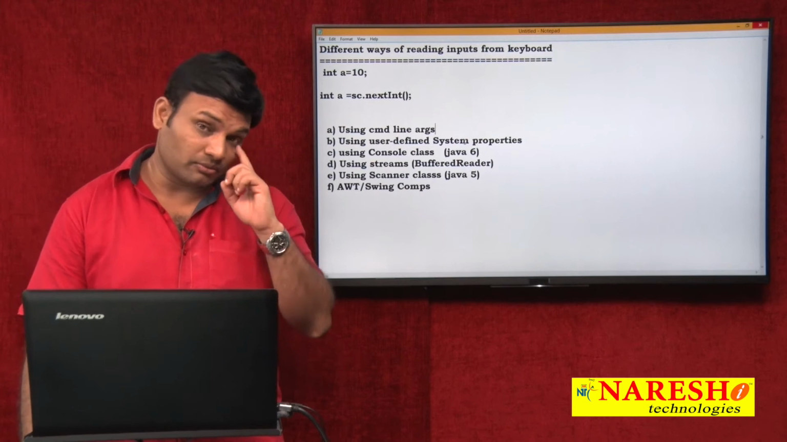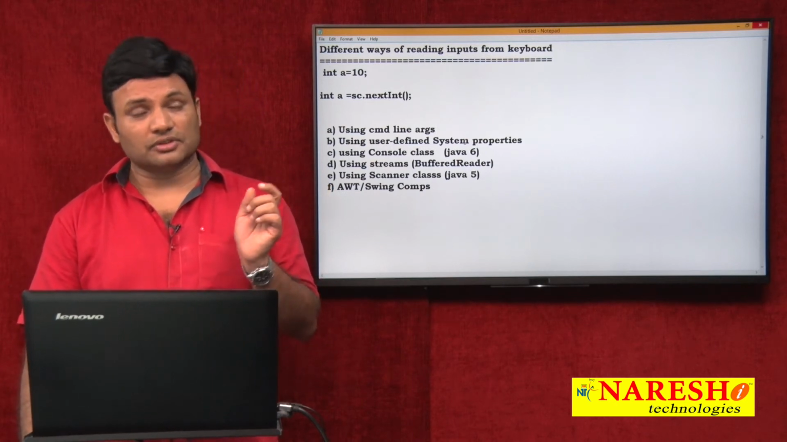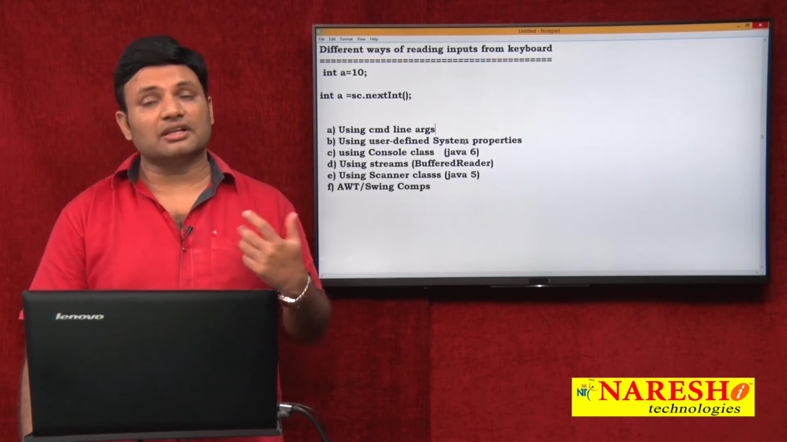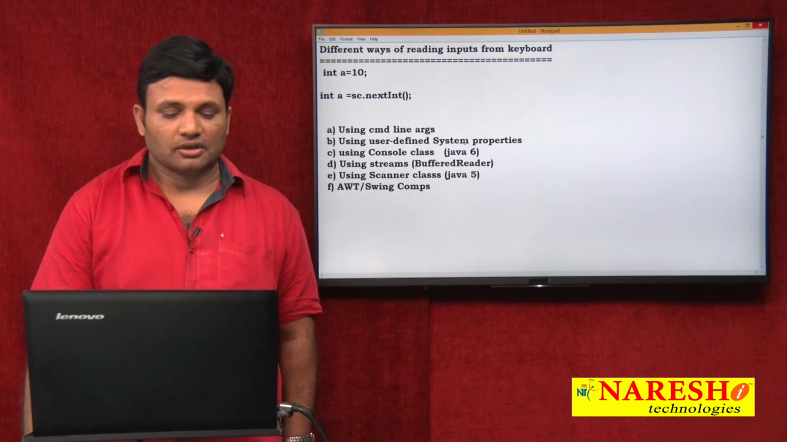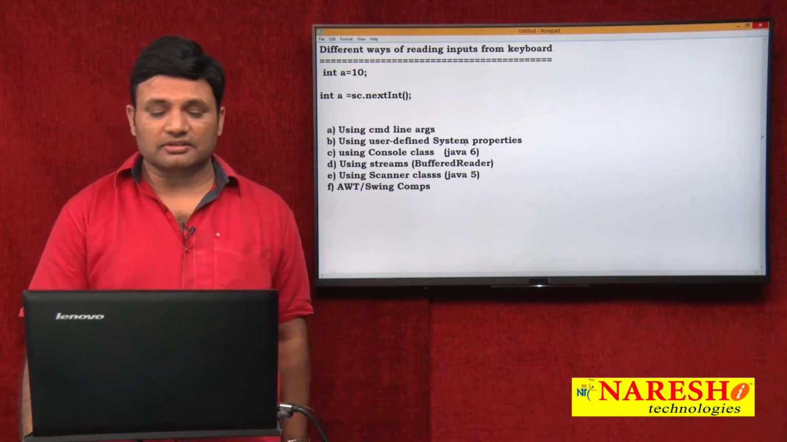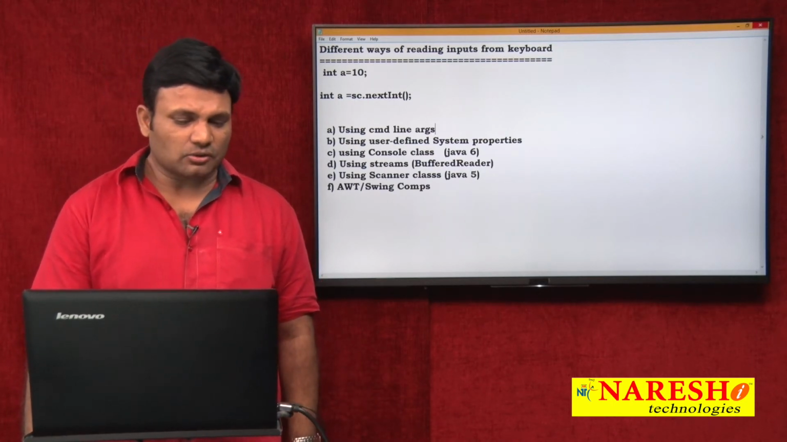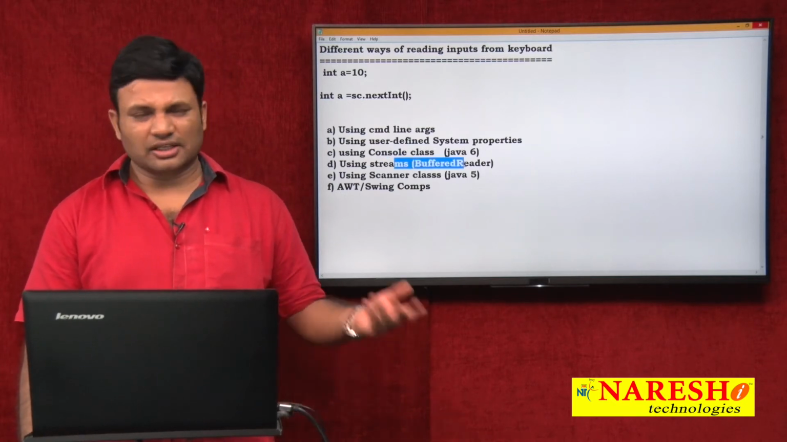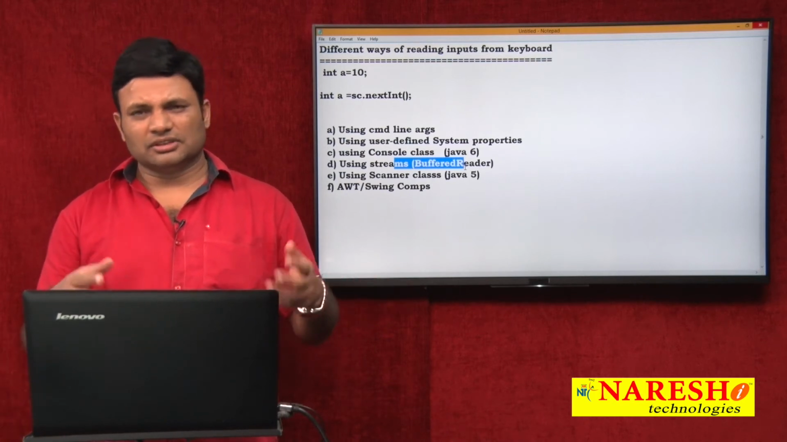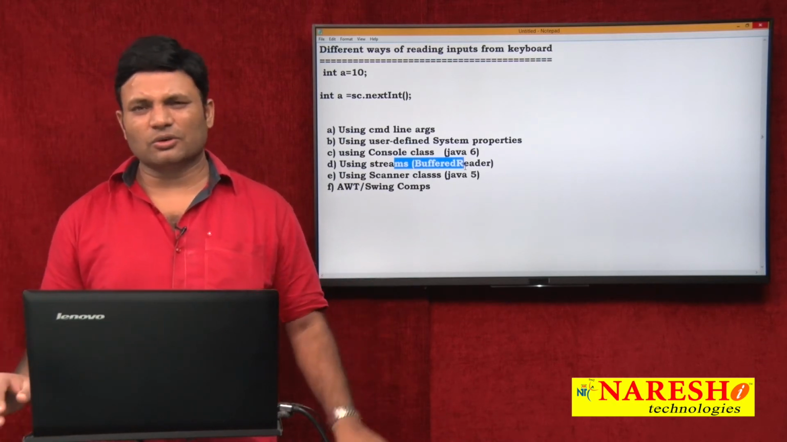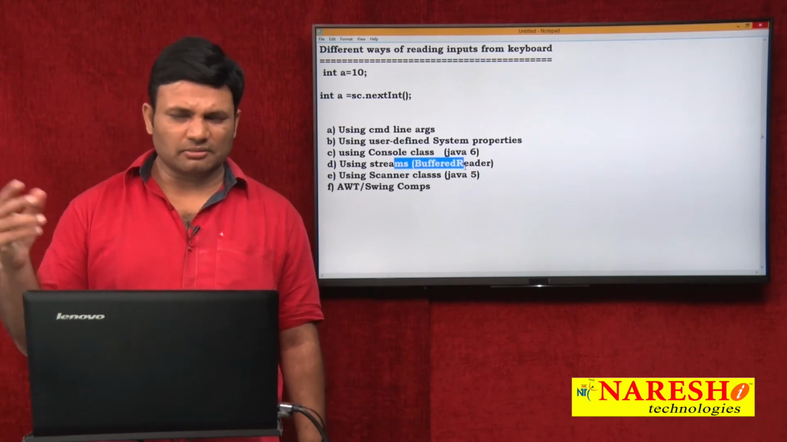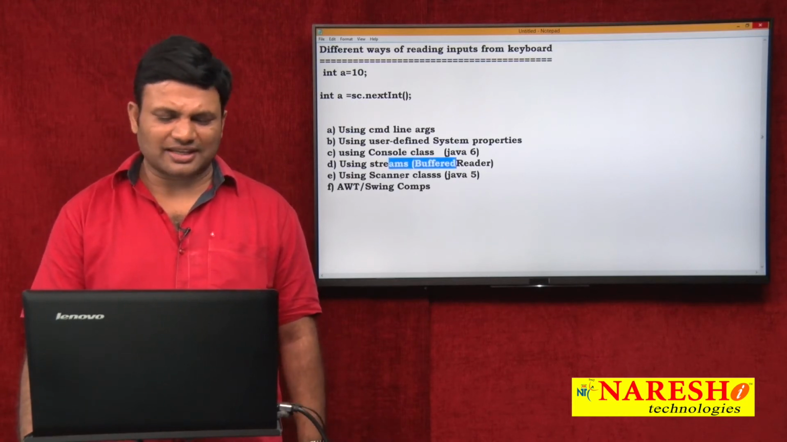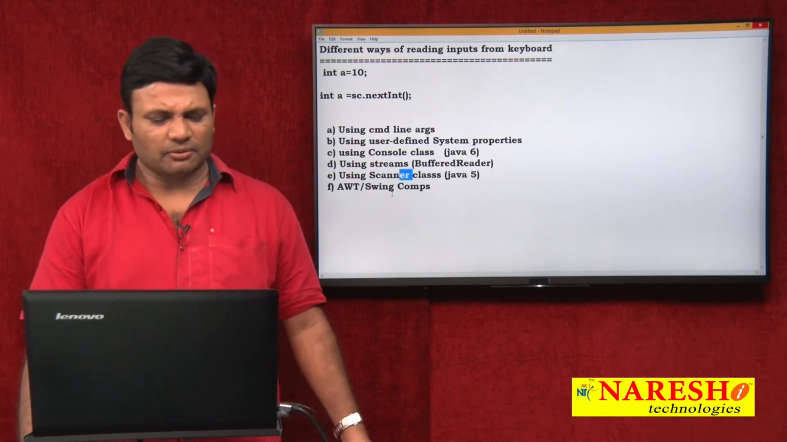But at the same time, by using java space capital D, we can set a lot of user defined properties. To read them, you can take the support of the System.getProperty method. The Console class is in the IO package from Java 6. BufferedReader is a high level stream which internally uses low level streams, and System.in is a built-in stream always pointing to the keyboard. Then Scanner, a very popular one, and AWT Swing components.